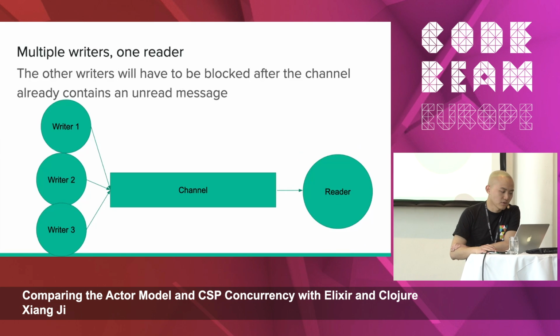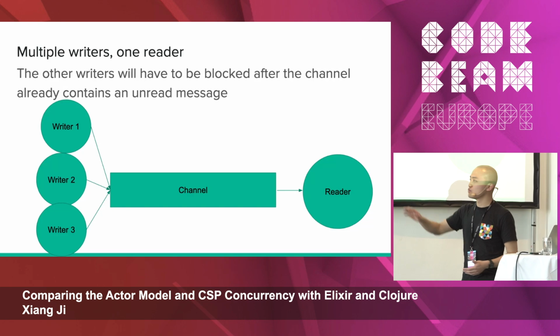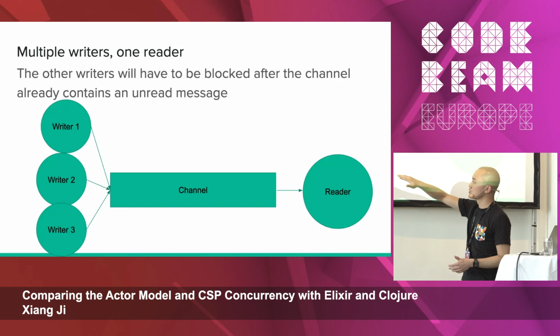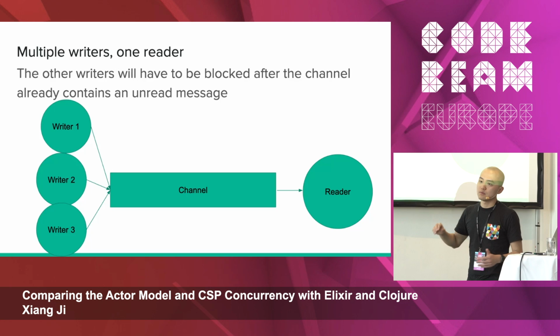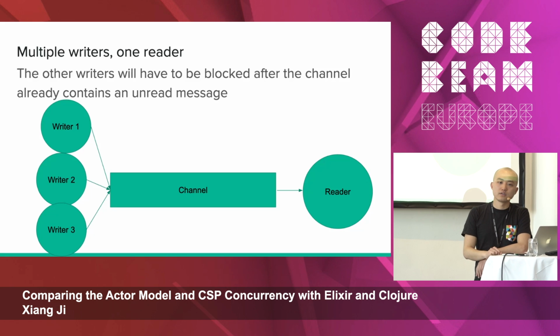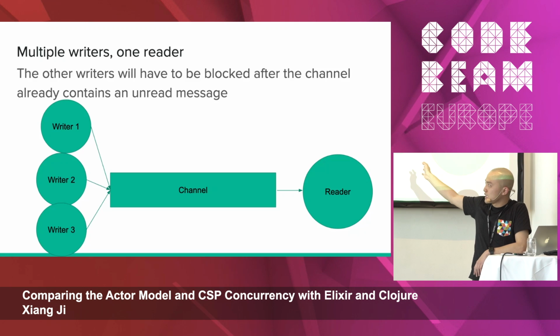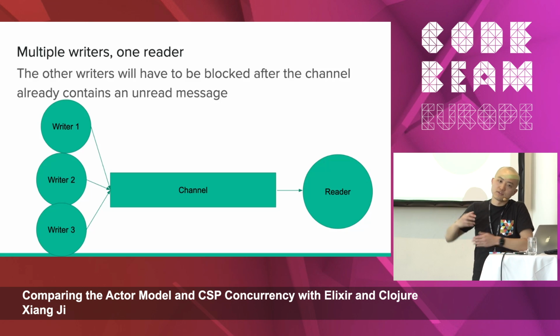And you can also have multiple writers and one reader. Because of the blocking property, if, for example, writer 2 puts something onto the channel, but writer 1 and writer 3 still want to write to the channel, they will be blocked because the channel is full. You can also think of it that way. It doesn't allow any writing operation anymore. After somebody takes the message, then writer 1 or writer 3, one of them can proceed, and the other one will still get blocked.